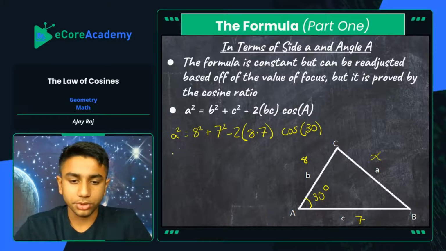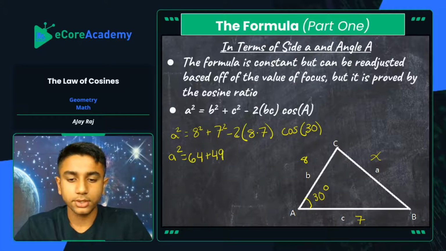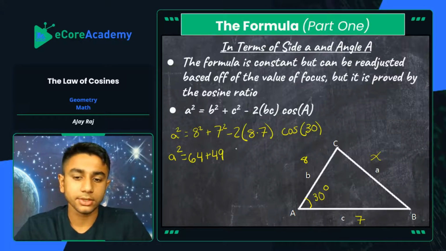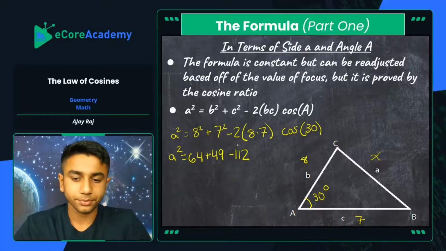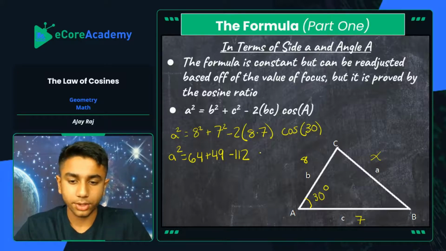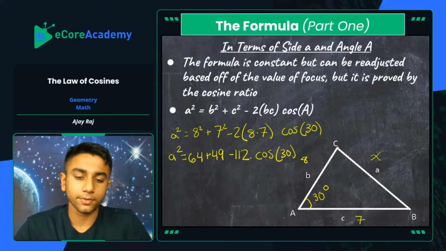So we'll start simplifying. Let's do our exponents first. So 8 squared is 64. 7 squared is 49. Minus, so 8 times 7 is 56. Negative 2 times 56 is going to be negative 112. So minus 112. And then we have cosine of 30. We're going to leave that as such because we have to plug that into our calculator, but we're going to simplify this value here and then multiply by cosine of 30.